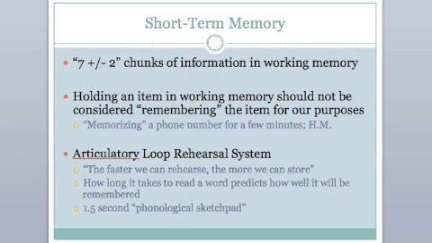Related to this concept is the articulatory loop rehearsal system. It's part of one of the models of how short-term memory works, and it suggests that the faster we can rehearse a sound, the more we can store. It also points out that the longer it takes to read a word predicts how well it will be remembered.